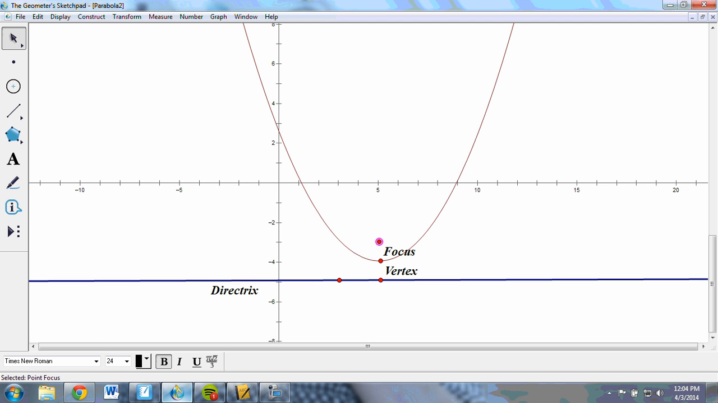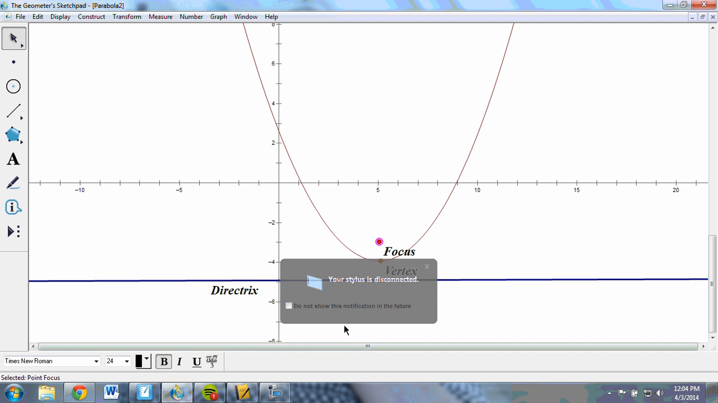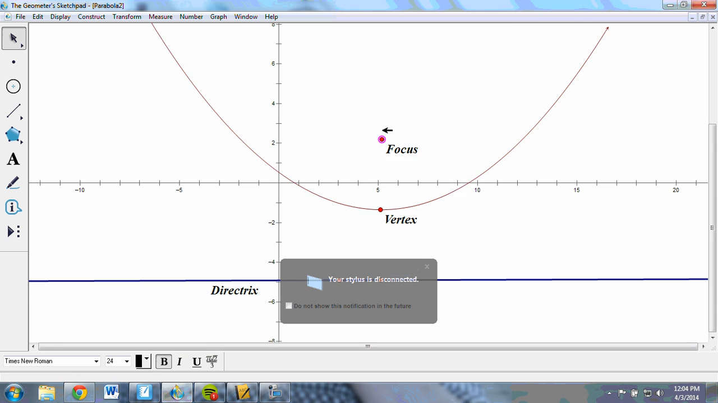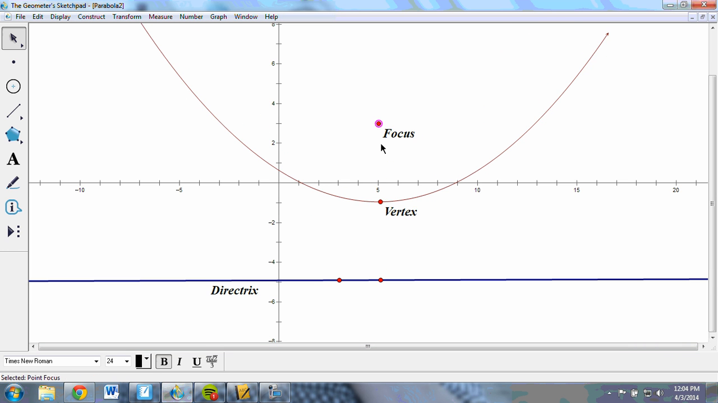Here I've got labeled a focus, a vertex, and a directrix. Okay, so if I pull this focus up, you can see how the parabola changes. The vertex is that point on the parabola that we've seen before. It's always halfway between the focus and the directrix. The directrix is this line right here. And there's a couple really interesting properties that happen with parabolas. If I have, I'm going to construct a perpendicular line here.